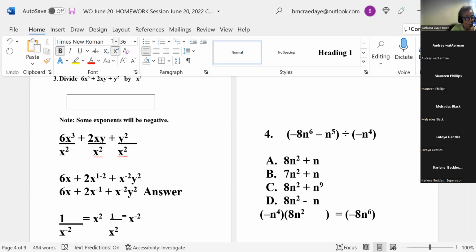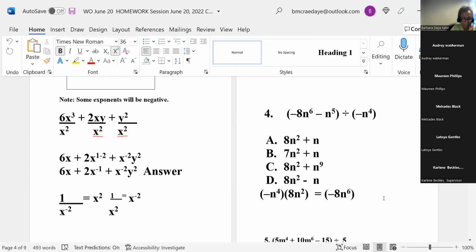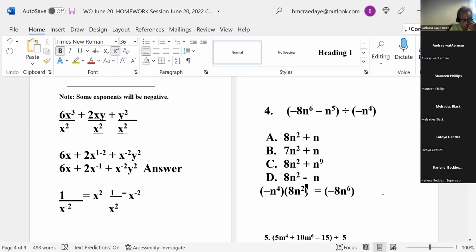Right? So let me just bring that here. Okay, so you've got 8n to the second. So you can really eliminate B because you know it's 8n to the second, right? That's your first factor. Mercedes, you following? Okay, so very good. That means you can do the next one, right?